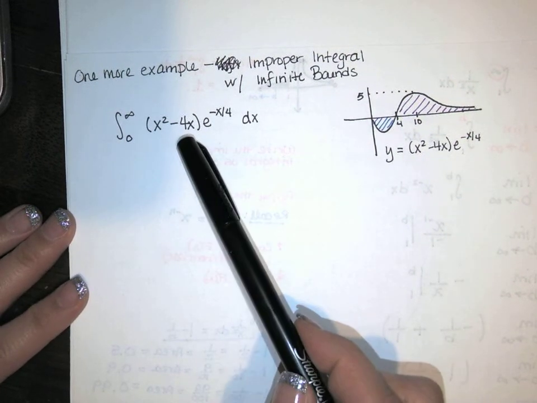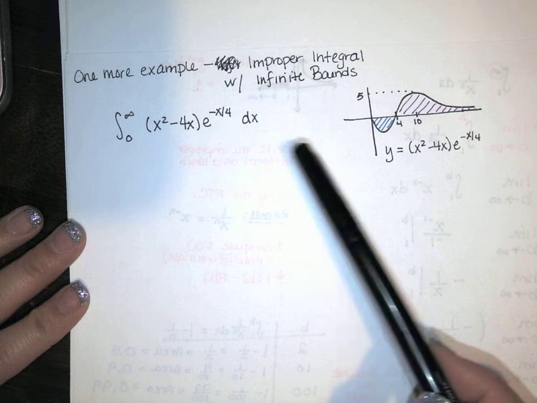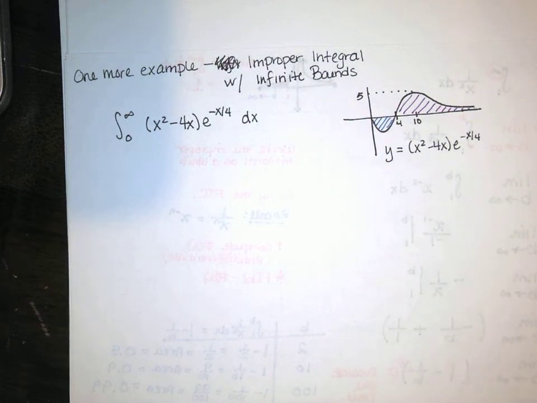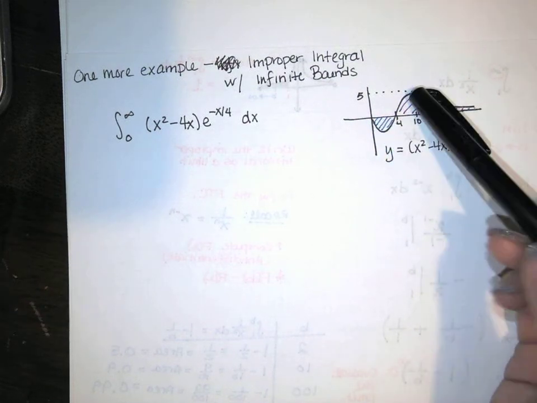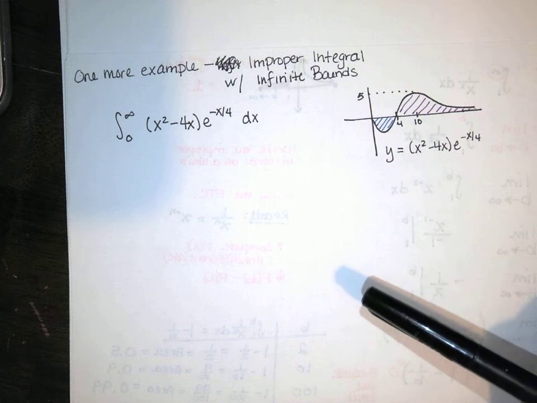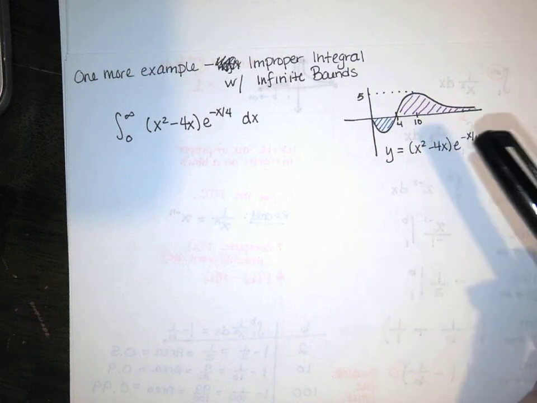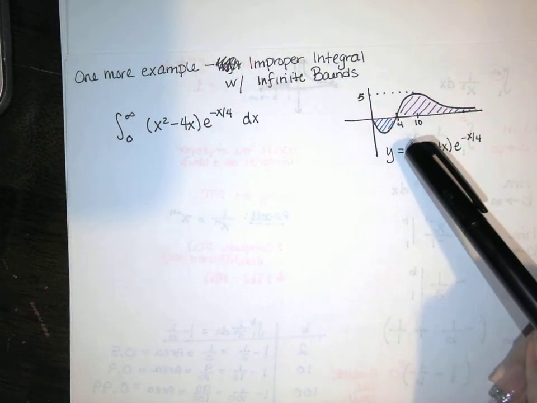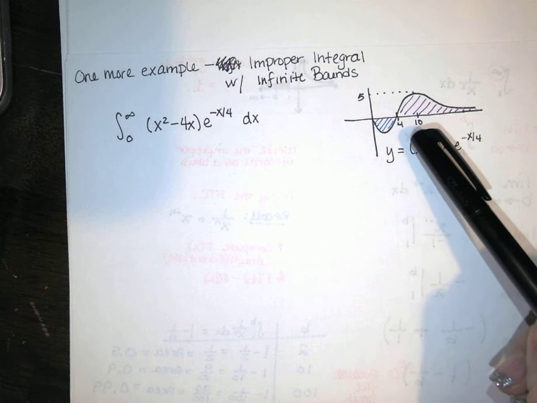Turns out to be 0 when x is 0 and 0 when x is 4, and it goes below the x-axis for a while, and then it goes above the x-axis and has this beautiful curve. You've got mins, you've got maxes, you've got this beautiful horizontal asymptote. It's a very nice looking function. We want to know, is the net area under this curve finite or not?